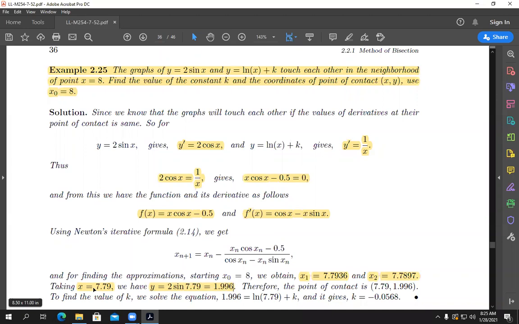Now, when you have the value of x and the value of y, you can easily find the value of k. You know y is 1.96, equal to ln x plus k. What is x? 7.79. Now you can easily find k by moving ln 7.79 to the left hand side. Then you have the value of k, which is minus 0.0568.